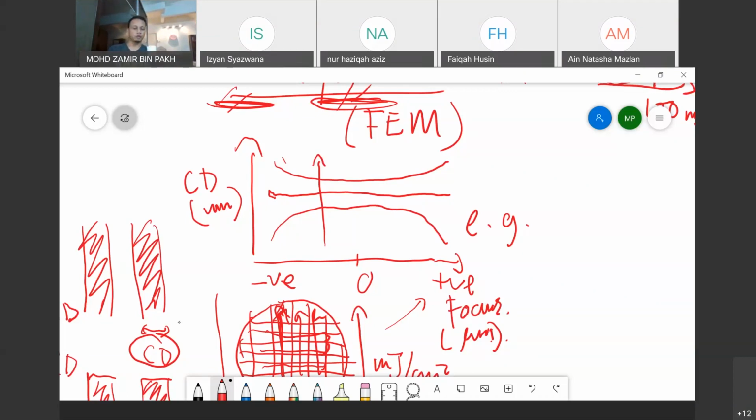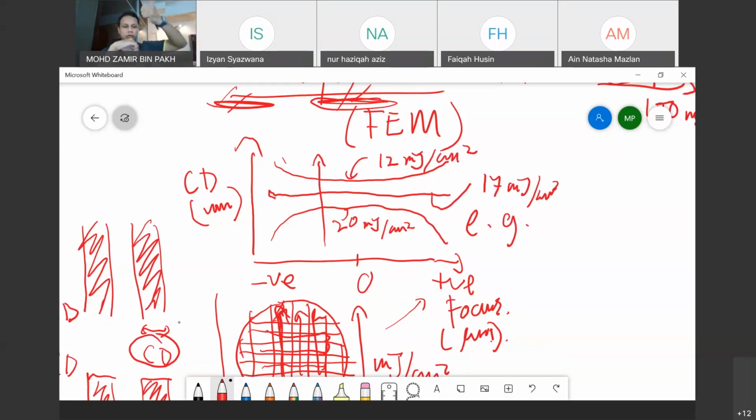Anyone? Lower dose, right? Reciprocal, right? Reciprocal relationship. So that means, if you go higher on the CD, maybe for the lowest line here you are using 20 millijoule per cm squared, for example. Then maybe for the central line, you are using, I don't know, 70 per cm squared. And for the top line, maybe you are using 12 millijoule per cm squared. Right, so that means when you lower the dose, your CD will increase, because they are reciprocal in nature.